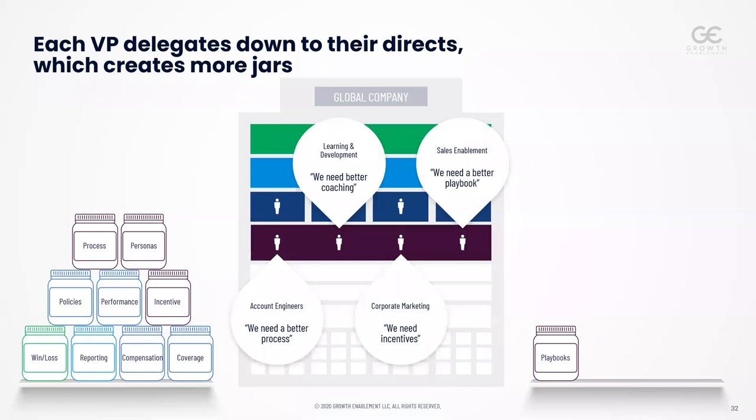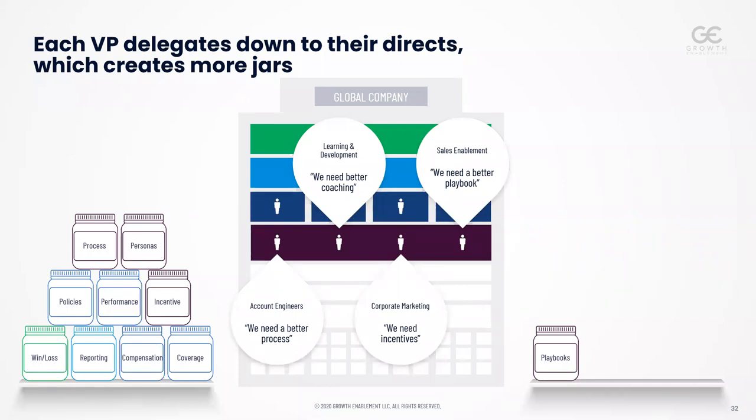And each one of those VPs is going to delegate it, and they're going to ask individual people who report to them. So the salesperson might ask the sales enablement people to say, well, we need to build a better playbook. Or the corporate marketing might say, we need more customer incentives, a call to action or a benefit. Account engineers working on the product side might say, we need a better process for how we do demos. The learning and development group might advocate, we need better coaching. That's what needs to happen.